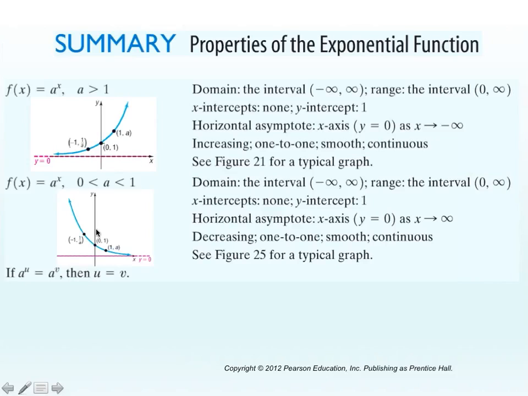Now, if we have a between 0 and 1, so a equals 1/2, for example, or 1/3, something like that, we're going to have a decreasing function. It has the same domain, same range, same y-intercept, same horizontal asymptote, but this one is decreasing. And it's also going to be smooth and continuous. But this one is going to approach the horizontal asymptote as x reaches infinity, whereas this one up here approaches the horizontal asymptote as x reaches negative infinity.